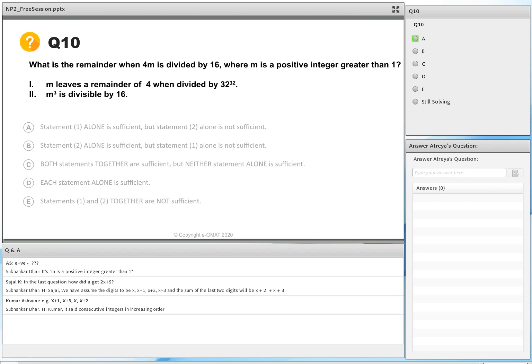All right, let's take 10 more seconds for marking the answer for this question. Let's take another 10 seconds, please.